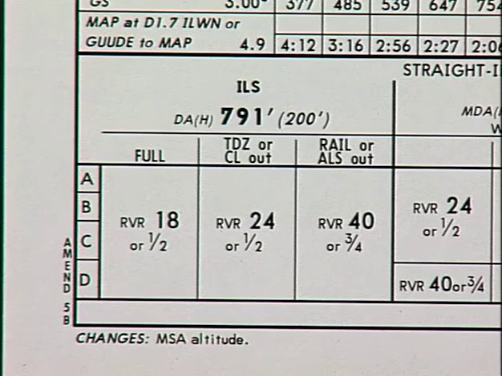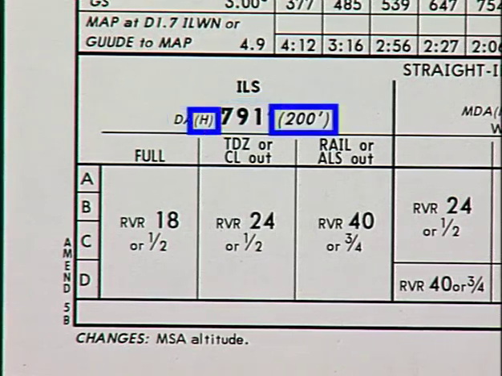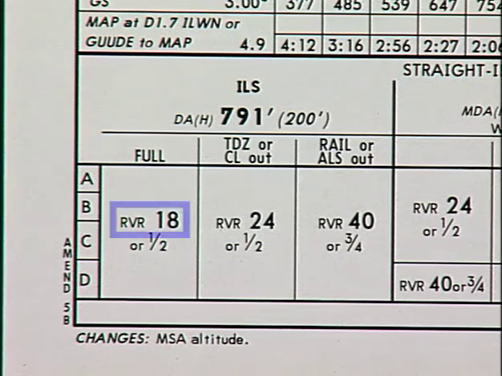Notice that these figures are labeled DA (H). The DA, or decision altitude, is the MSL altitude at which you must make your decision to execute a missed approach or to continue the approach. The DH, or decision height, is shown in feet AGL within the parentheses. For the full ILS, you also must have a touchdown runway visual range of 1,800 feet, or if RVR is not reported, a visibility of 1/2 statute mile.